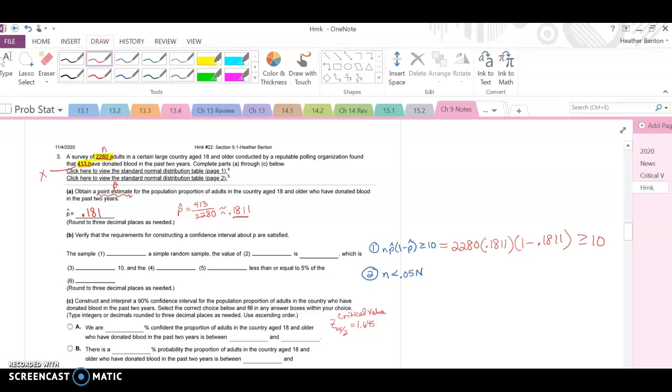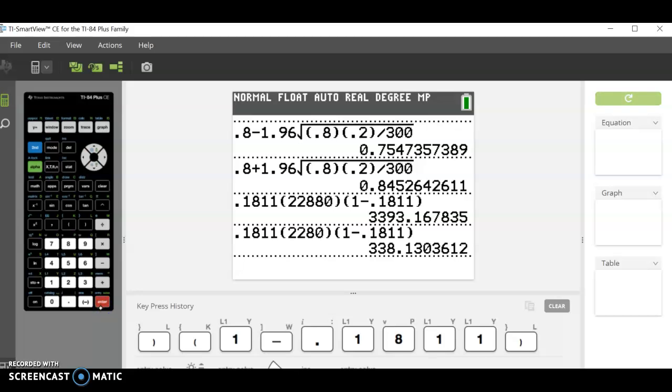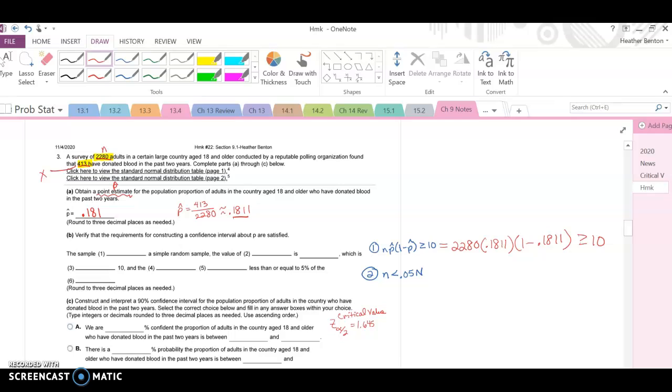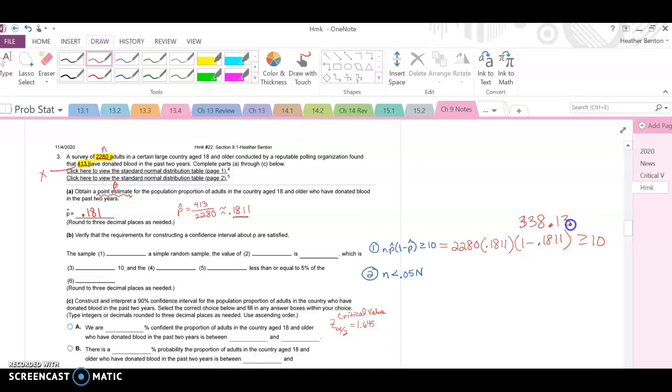So we're going to put that in the calculator. Okay, so mine's a little bit out of order, but it still works. I've got my p hat times my n times my 1 minus my p hat, which comes out to 338.13. So 338.13, which is greater than or equal to 10.